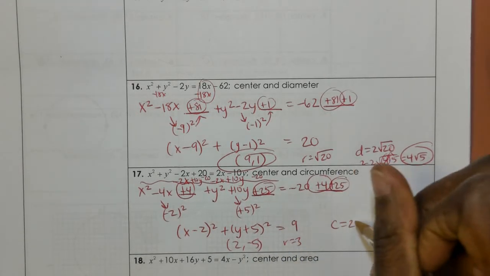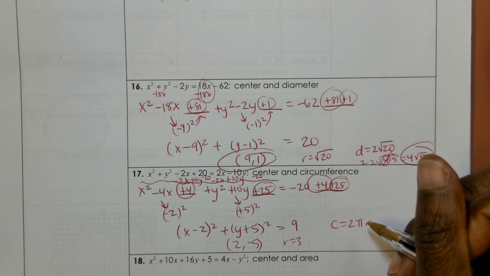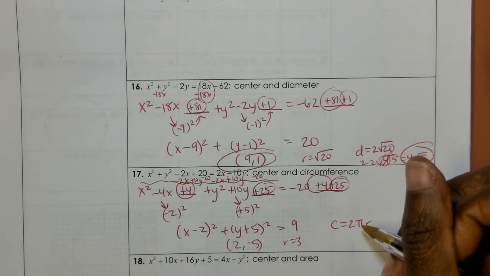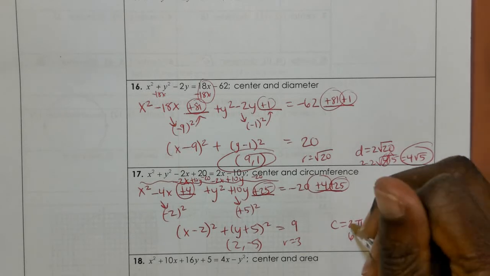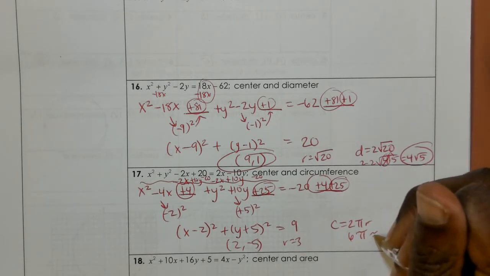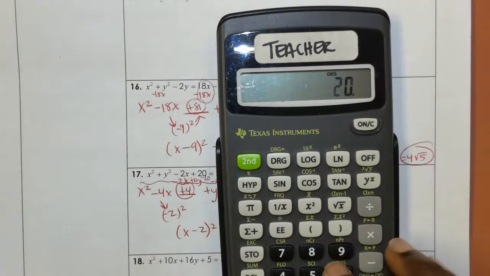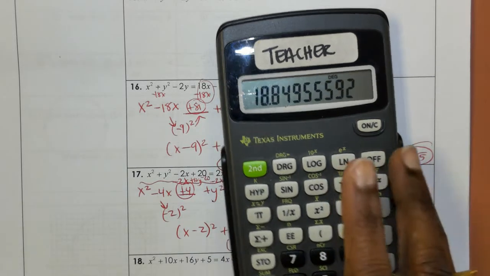So the circumference, which you do have to memorize, the circumference and area formula, because you use them a lot. And plugging that in, you get 6 pi. So 3 times 2 times pi is 6 pi, which is about 18.8.